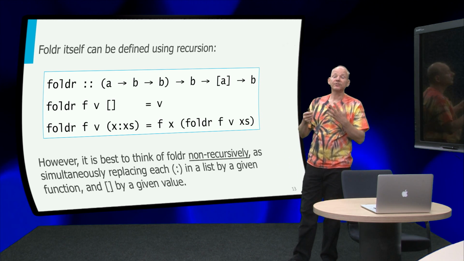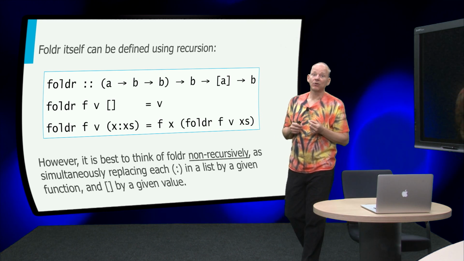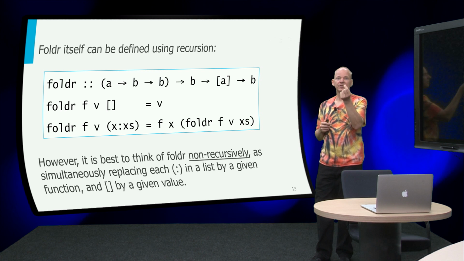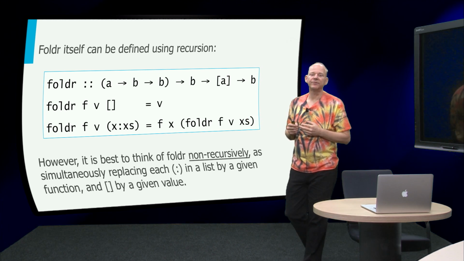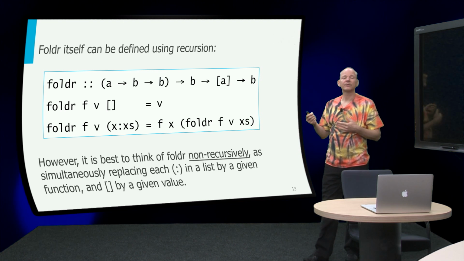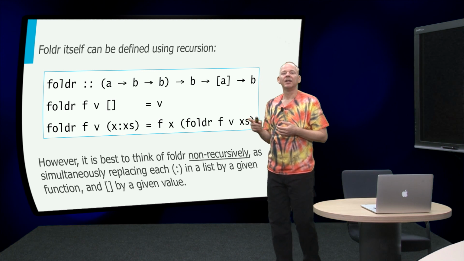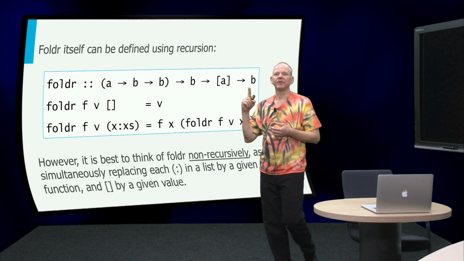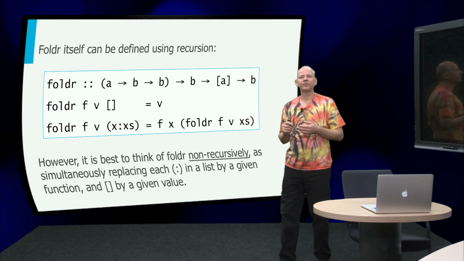It takes first an operation that replaces cons, so that's a function of type A arrow B arrow B. The second parameter is v, the value that we're replacing the empty list with, and then we get a function from list of A to B. And the definition here is straightforward.